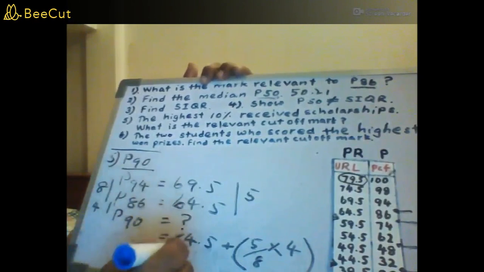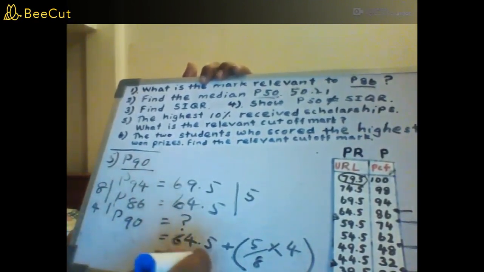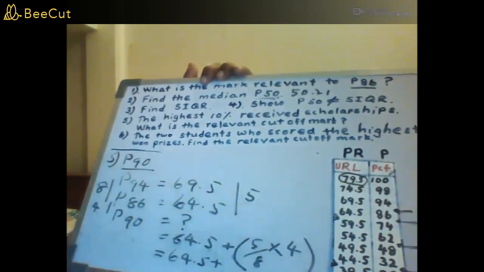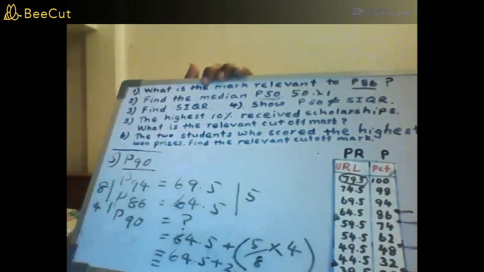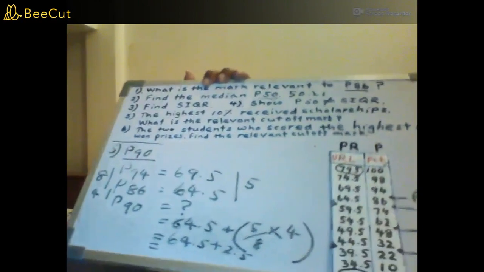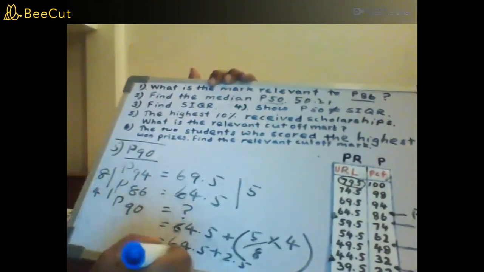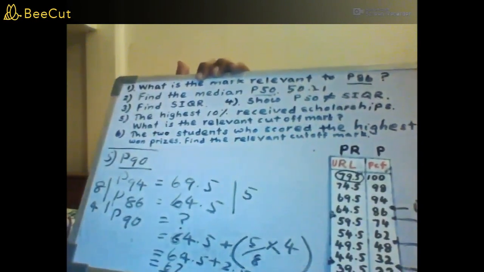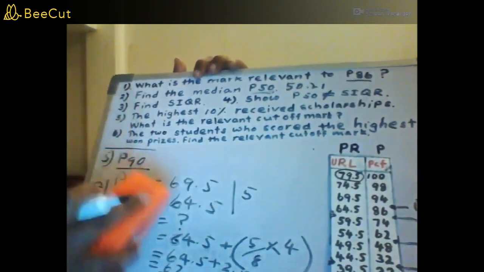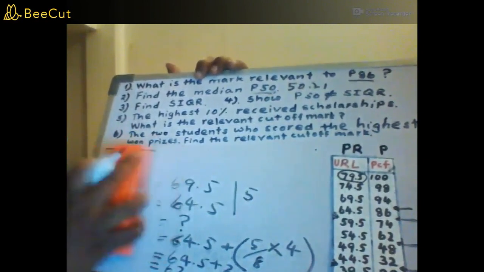Then you have to write 64.5 plus this value is 2.5. The answer is 67. Right. That's number 5. Last one.